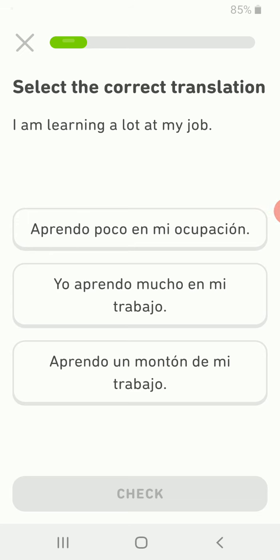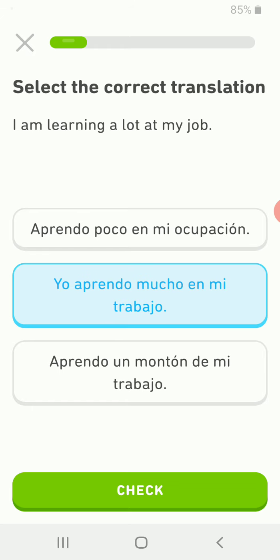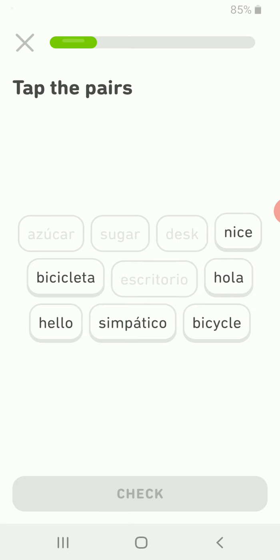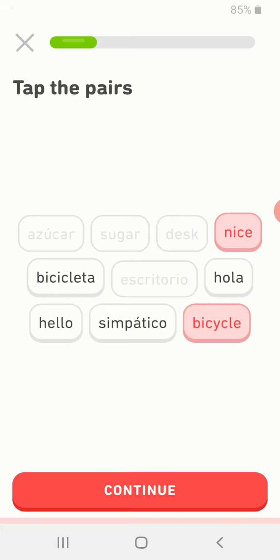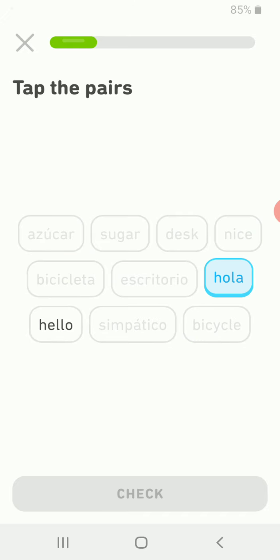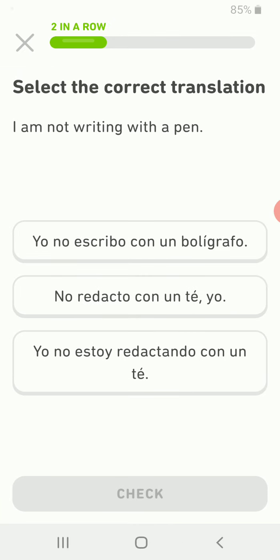I am learning a lot at my job. Yo aprendo mucho en mi trabajo, if you agree. And here we have to pair up azúcar, desk. How do you say desk? Escritorio. Escritorio is a new word for us, so we have to remember it. Nice is simpático. Bicicleta is bicycle. Hola is hello.